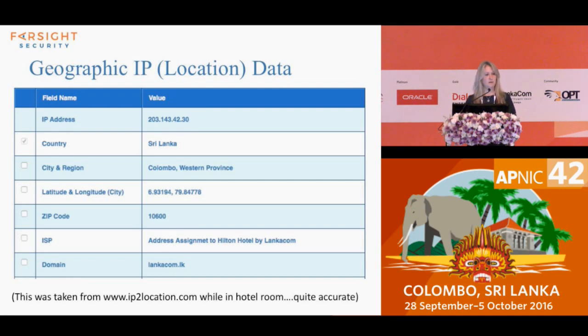But what was fascinating, I was sitting in the hotel room last night here, and I just looked at www.ip2location.com, and by default, right, it looked at my IP address and gave me this screen. And I'm like, okay, it knows I'm in Sri Lanka, it knows I'm at the Hilton, and it gets its domain name from Lanka.com. So this is all accurate, right? So that's why I'm saying you can't 100% trust it, but it doesn't mean all the data is inaccurate.